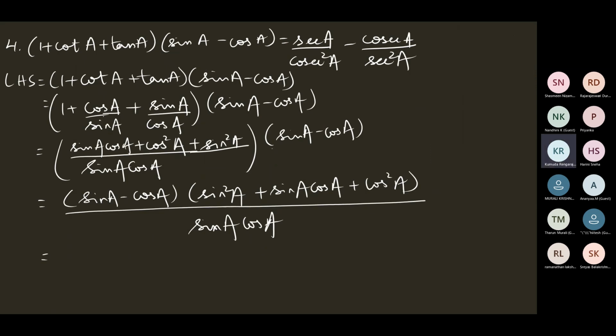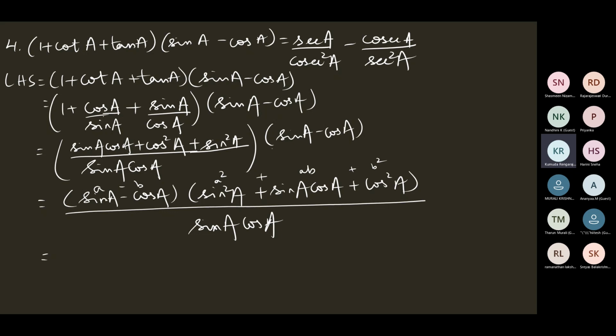I'll be happy if I get the answer from you. Look at the numerator: sine A minus cos A into sine square A... it's A cubed minus B cubed. Because it's like A minus B, A square, sine A, B is cos A. So A square plus AB plus B square. What is A minus B into A square plus AB plus B square? A cubed minus B cubed.